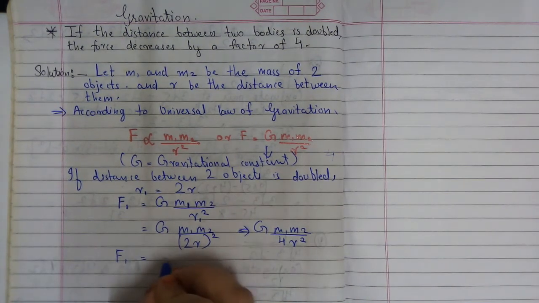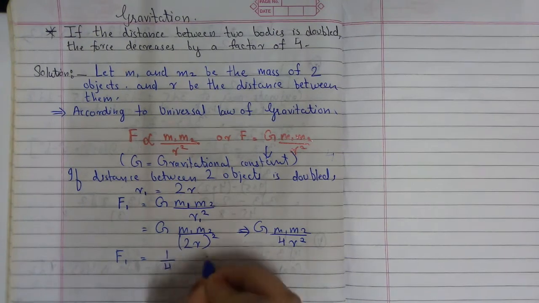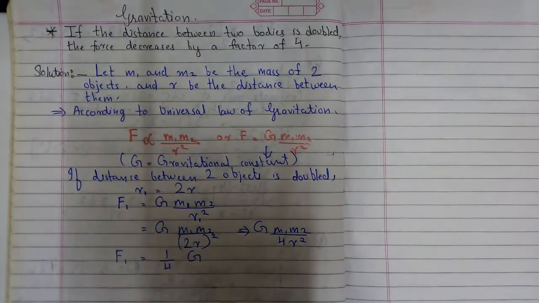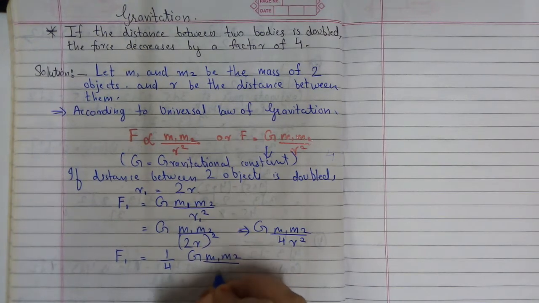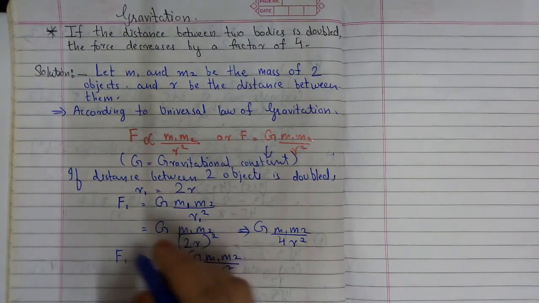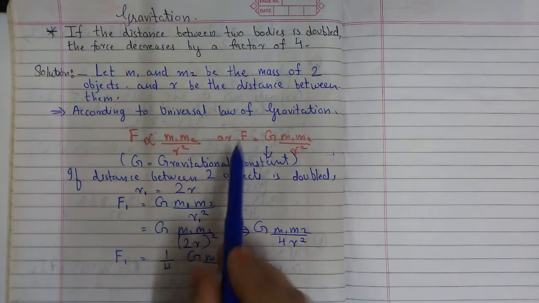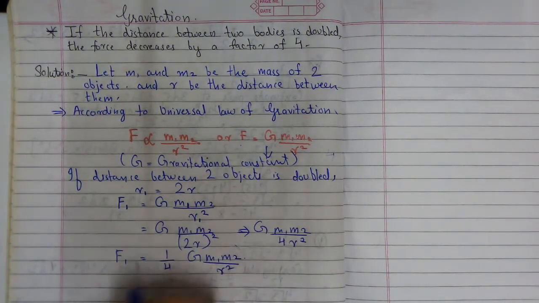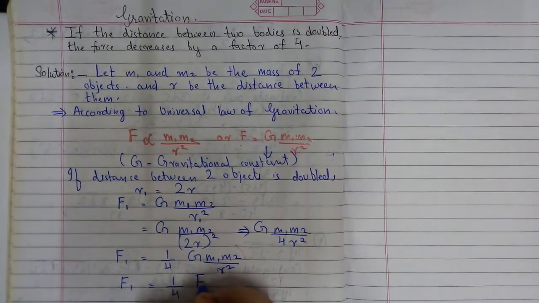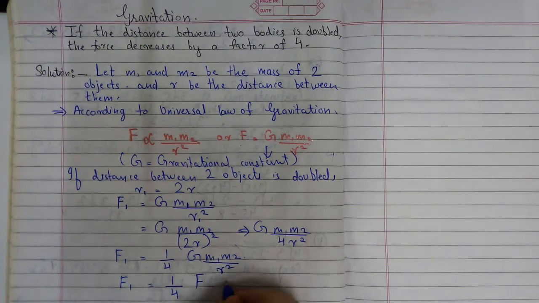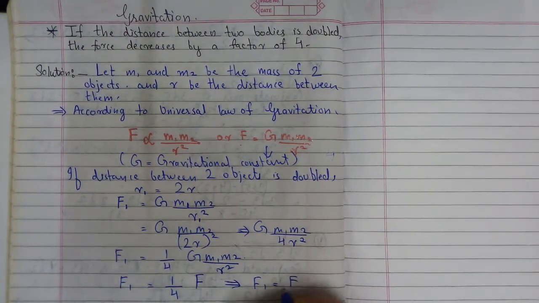Okay, so if we write like this, we will arrange the terms. F1 is equal to 1 upon 4 into G m1 m2 upon r square. So if we observe this full term G m1 m2 upon r square, what is this? This is the force F. So instead of this we will write F. So our F1 will be equal to 1 upon 4 F. All right, so here we have proved that F1 is equal to F upon 4.